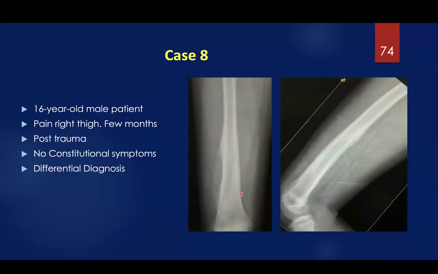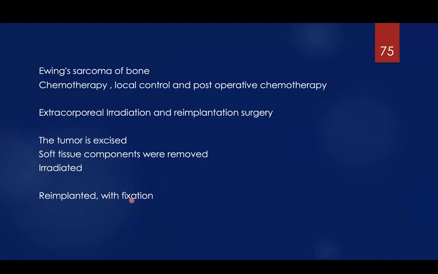But when we looked at the x-rays, there is evidence of periosteal reaction, soft tissue mass, sunburst appearance, Codman triangle. So this is typical malignancy. He had no constitutional symptoms, so our differential diagnosis is potentially malignant lesion, most likely Ewing sarcoma versus osteosarcoma, but it turned out to be Ewing sarcoma. So he had chemotherapy, local control, post-operative chemotherapy.